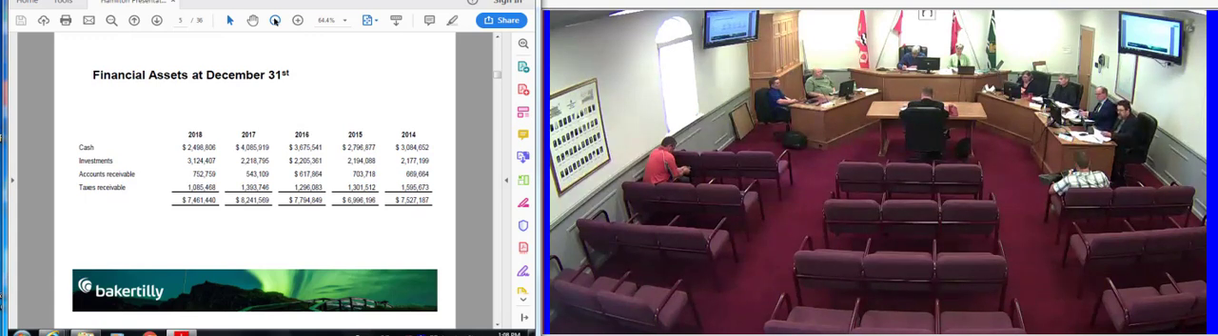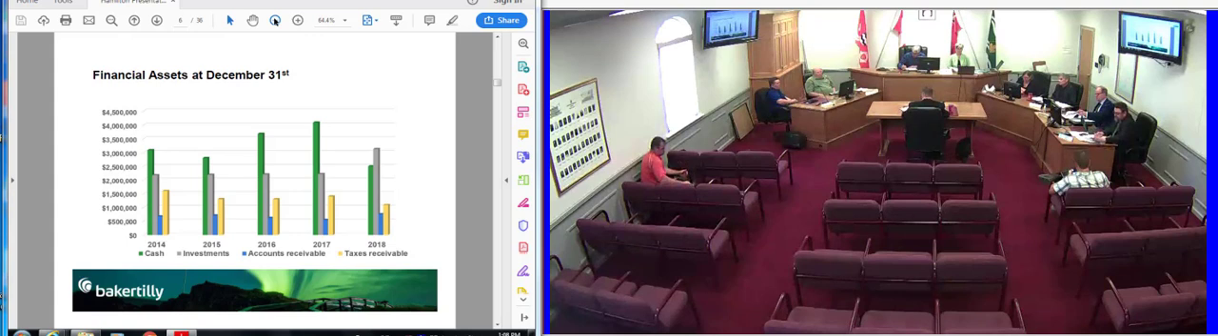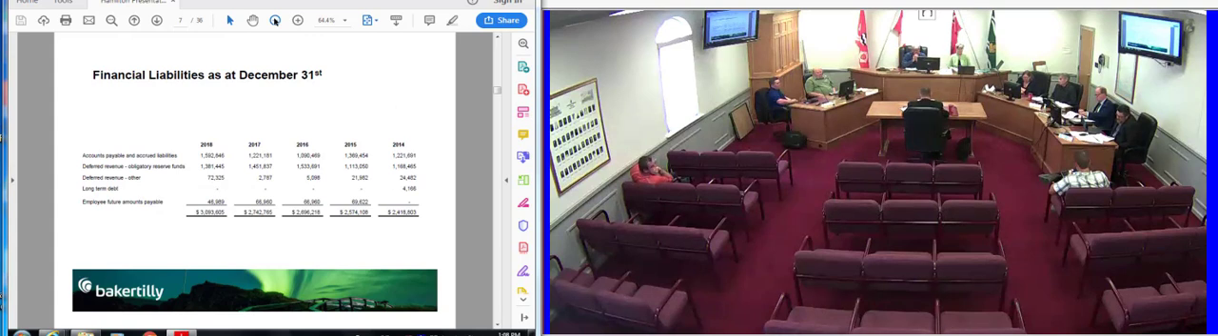So in total, you had $7.4 million in financial assets, and the next page then just provides a graphical depiction of that. Next, we come to financial liability, so these are the amounts that you owe to others.